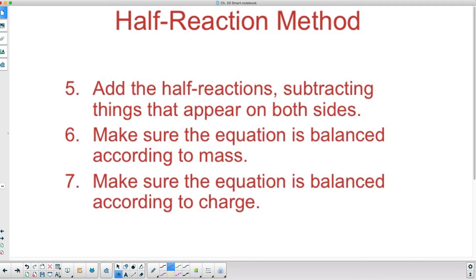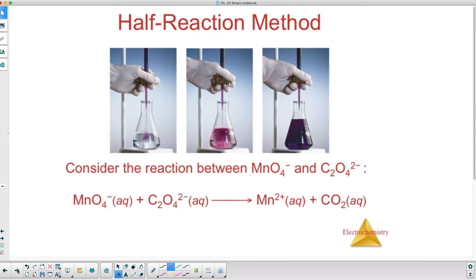Add the half reactions, subtracting things that appear on both sides, and make sure that the equation is balanced according to mass. Then make sure it's balanced according to charge. So here's our first equation, where we have permanganate and oxalate, and over on the right-hand side we have manganese +2 and carbon dioxide. Notice that we have not just manganese and carbon on both sides, but we also have oxygen. So I'm going to show you how to handle this.